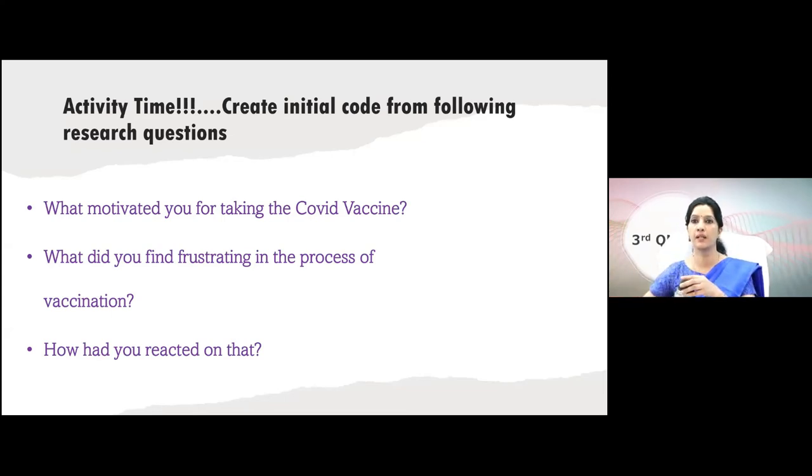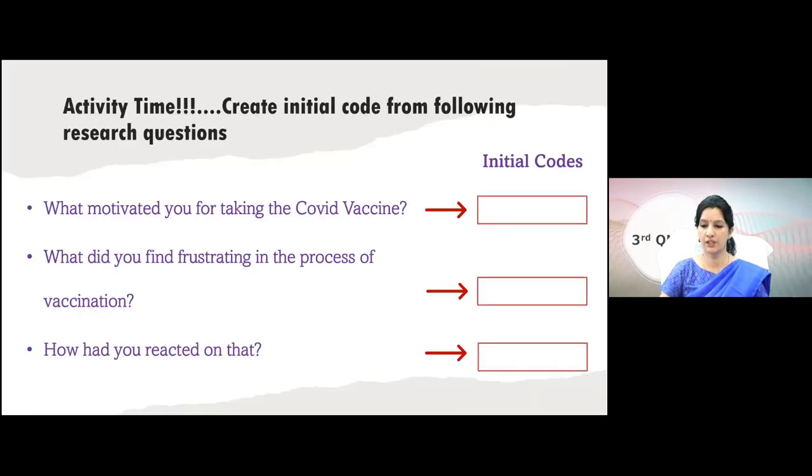Motivator, barrier, reaction. Veena is writing. Reason of motivation, frustration, reaction. Barrier, two barriers, and Anuradha: fear of getting infection, adverse reaction, motivation. Motivation, barrier and reaction. Purnima: motivation, barrier and reaction. Okay, so most of you are writing motivation, frustration. Okay, done. Very good.